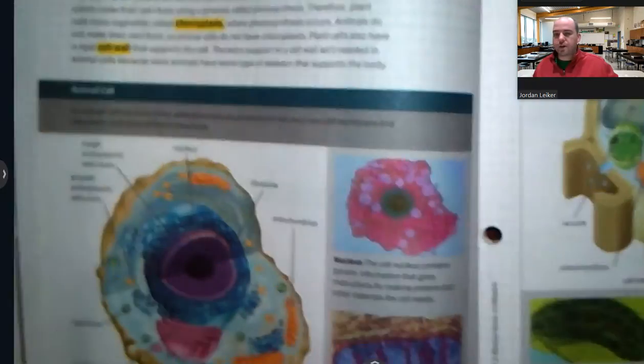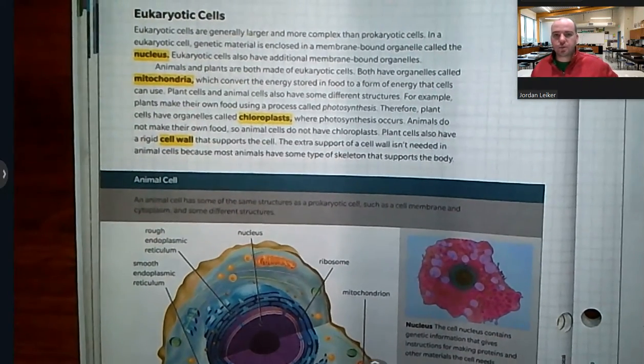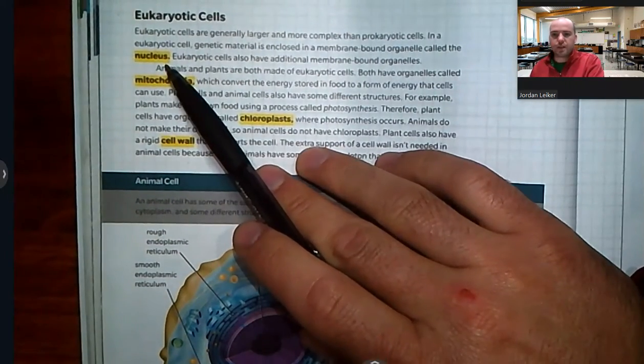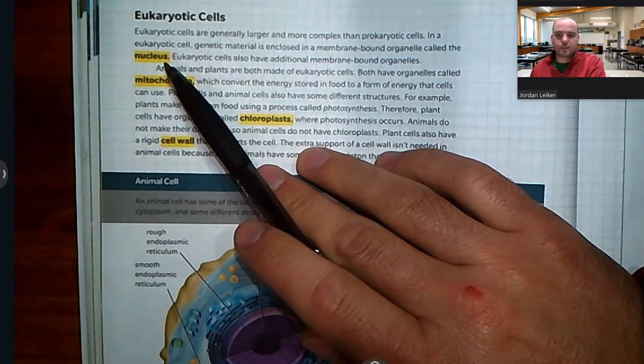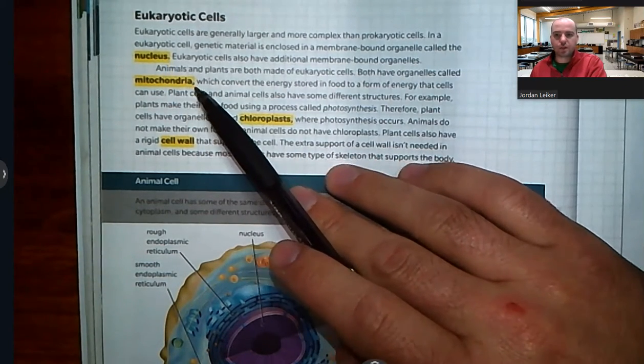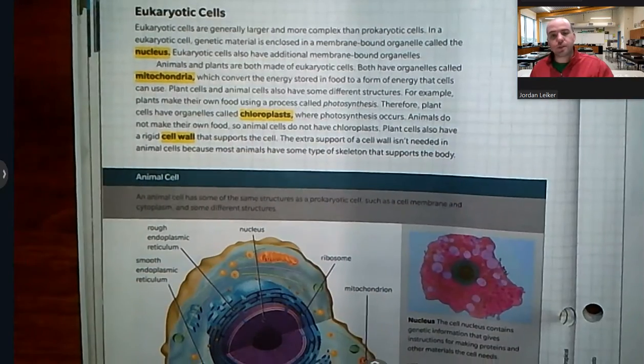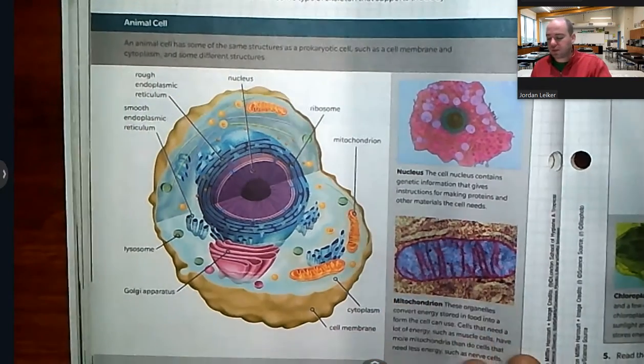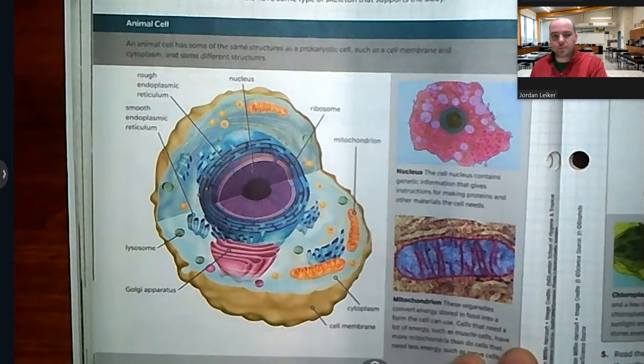If we look at eukaryotic cells, the big thing with eukaryotic cells is they have a nucleus. Eukaryotic cells have a nucleus. They also have many other organelles. They might have many other organelles like mitochondria, chloroplast, cell wall, and they have lots of organelles. And so we can look, so this is a eukaryotic cell. This would be an animal cell.